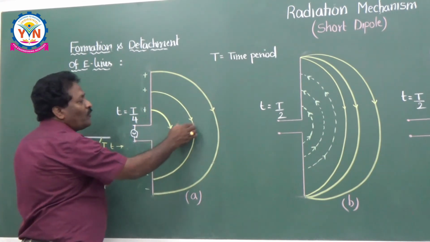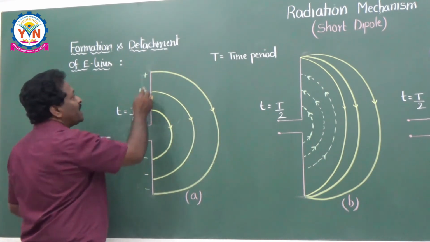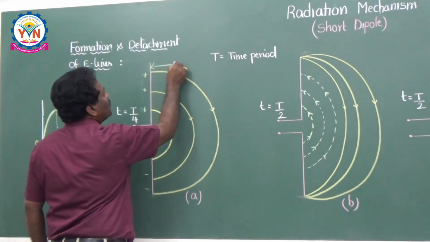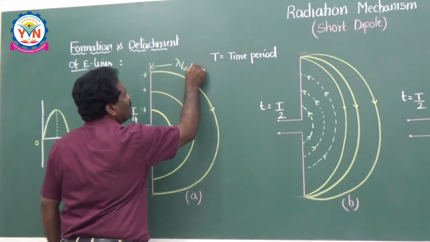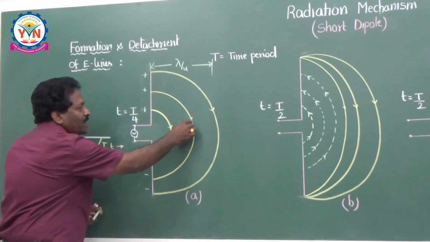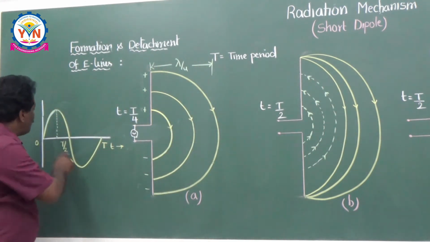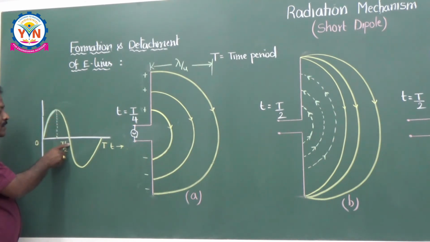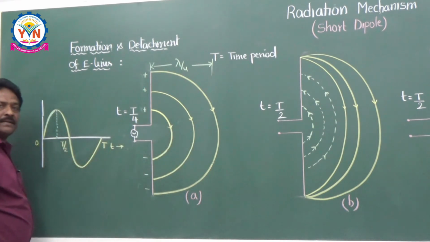These three lines of force have actually traveled a distance of lambda by 4 from this antenna, because during the first quarter, I am telling you, this is the direction of the lines of force here. Now if you see this input information here, from 0 to T by 4, that means for the quarter, this is the situation you have to understand.